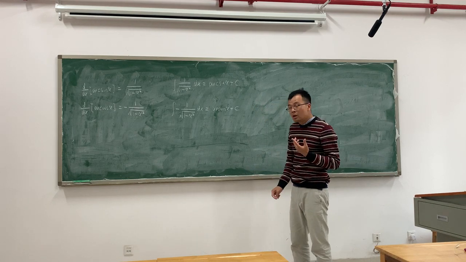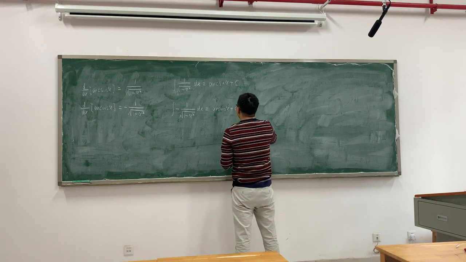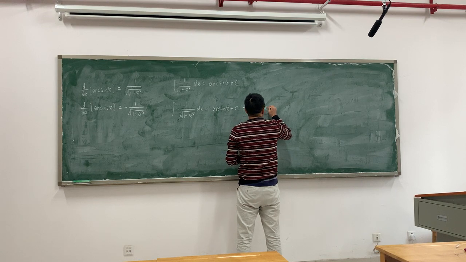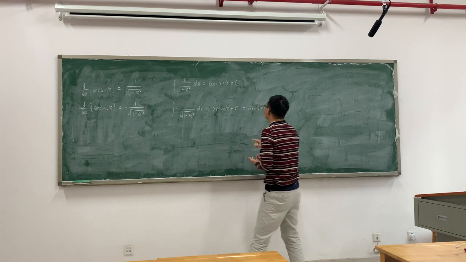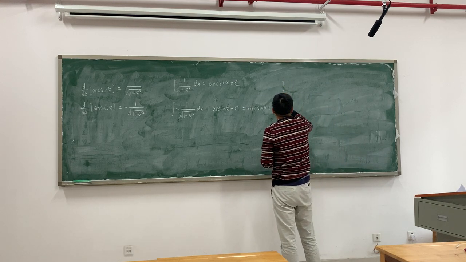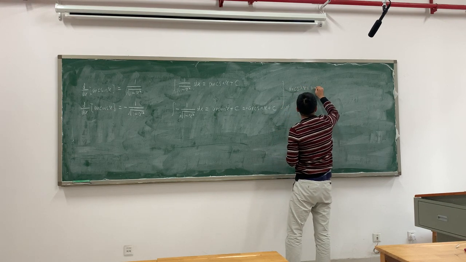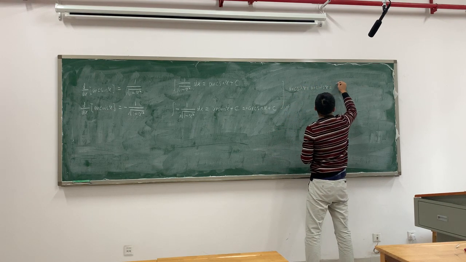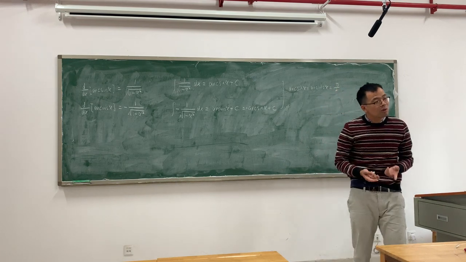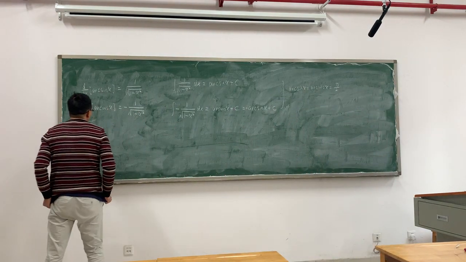Of course you can take out the minus, so it's also equal to minus arc sin x plus c, because we have arc sin x plus arc cosine x equal to 1/2 pi. So this is the second.